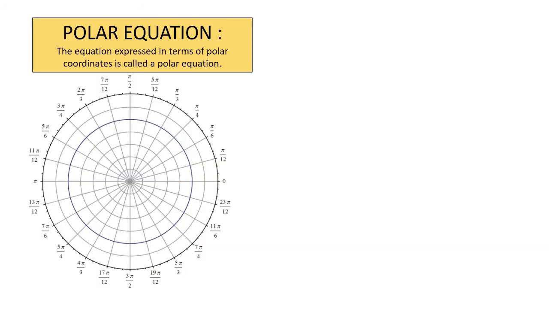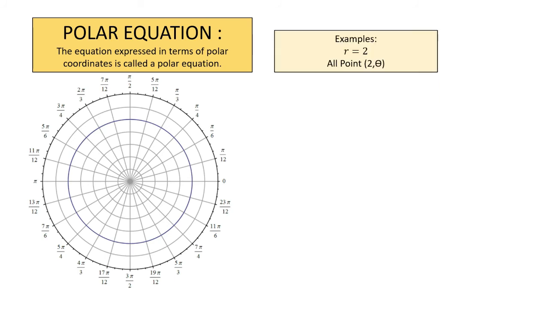How to represent now the polar equations? The equation expressed in terms of polar coordinates is called a polar equation. For example, r equals 2 is all the points whose distance is 2. Here, 1 and 2, this is the distance 2, but the angle theta is any angle between 0 and 2 pi. When you do this, you have the circle. Now, the circle with the center 0, 0 and radius 2 in the polar coordinate system is represented by r equals 2.